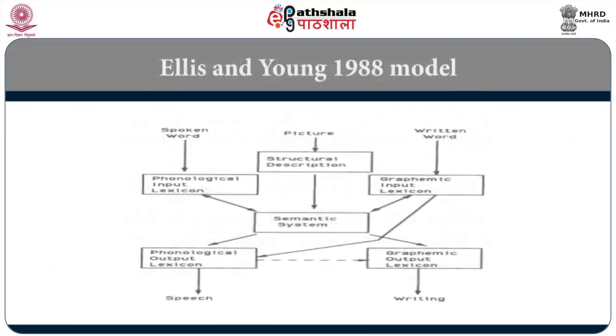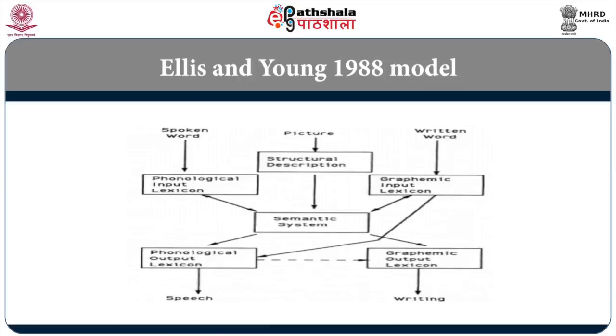On the screen you will see this Ellis and Young 1988 language processing model. Study it carefully. Look at the boxes. You have a centrally located box called semantic system, and on top of it you have phonological input lexicon, graphemic input lexicon, and structural description. That is, when you ask a patient to describe a picture, the information goes to the semantic system.